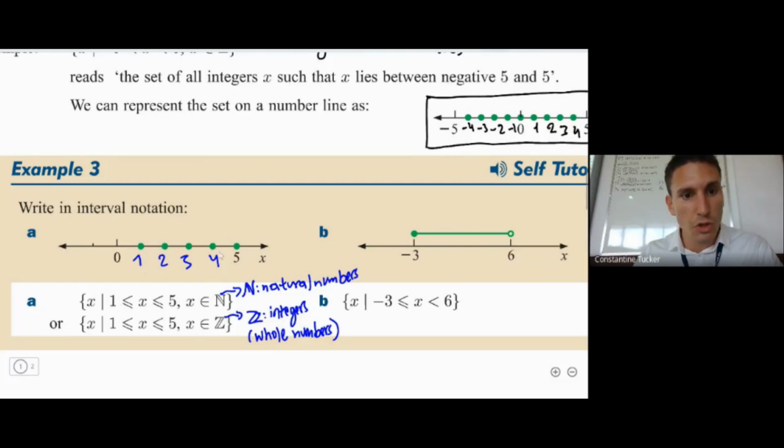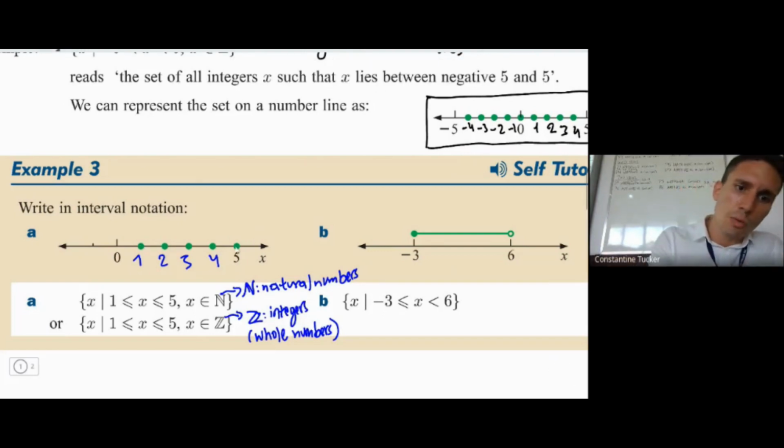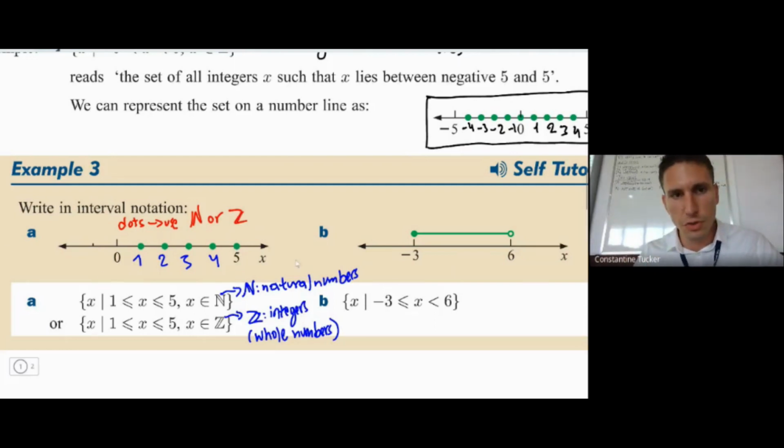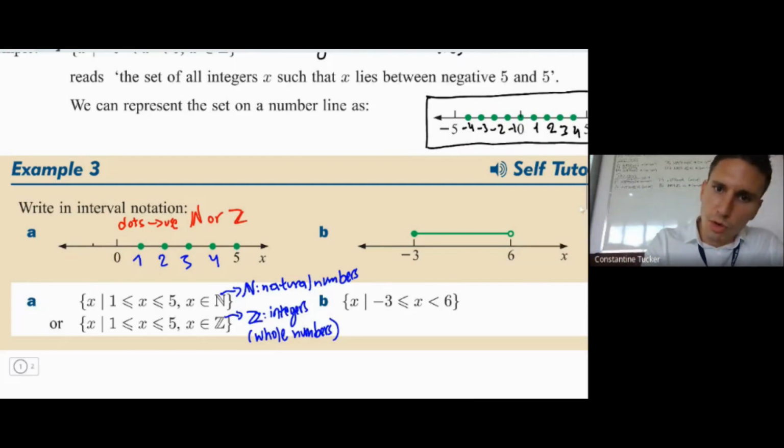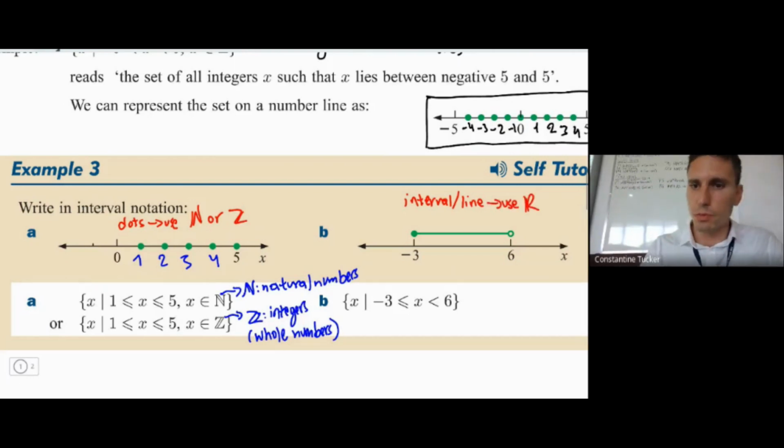Let's have a look at a second one. So here, if I were to give you a trick: when we have dots, that means that we will be using the natural numbers or the whole numbers, the integers. So one of the two. When you have a line, or an interval, I'm going to call it either, then you will use the real numbers. So we'll use R for this one. So let's keep that in mind, because the real numbers basically means we include everything in between.